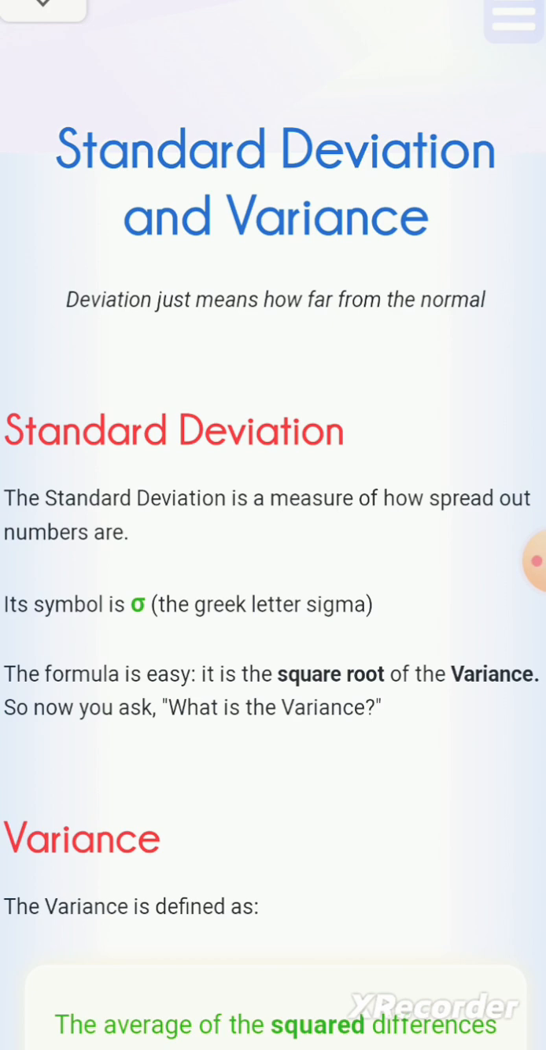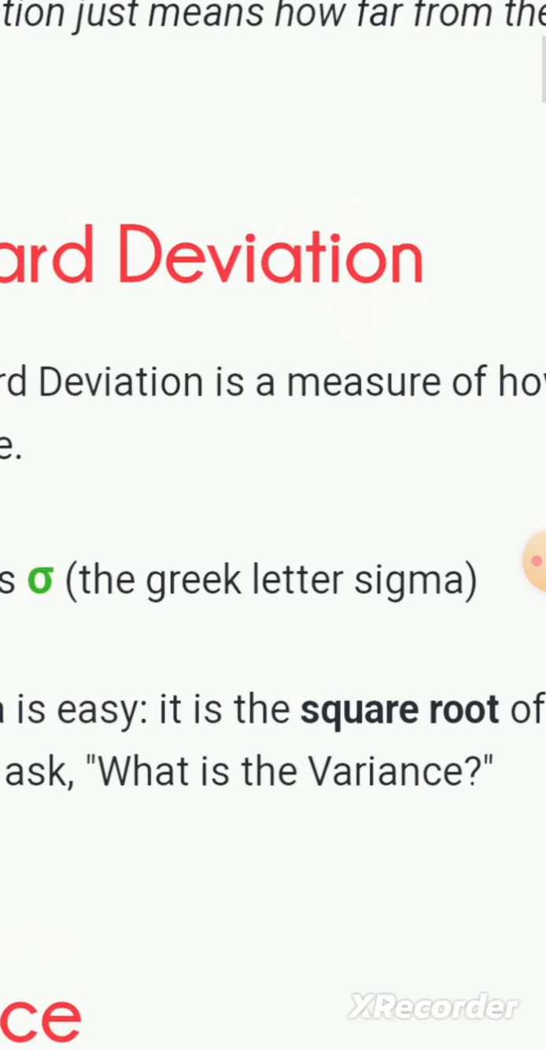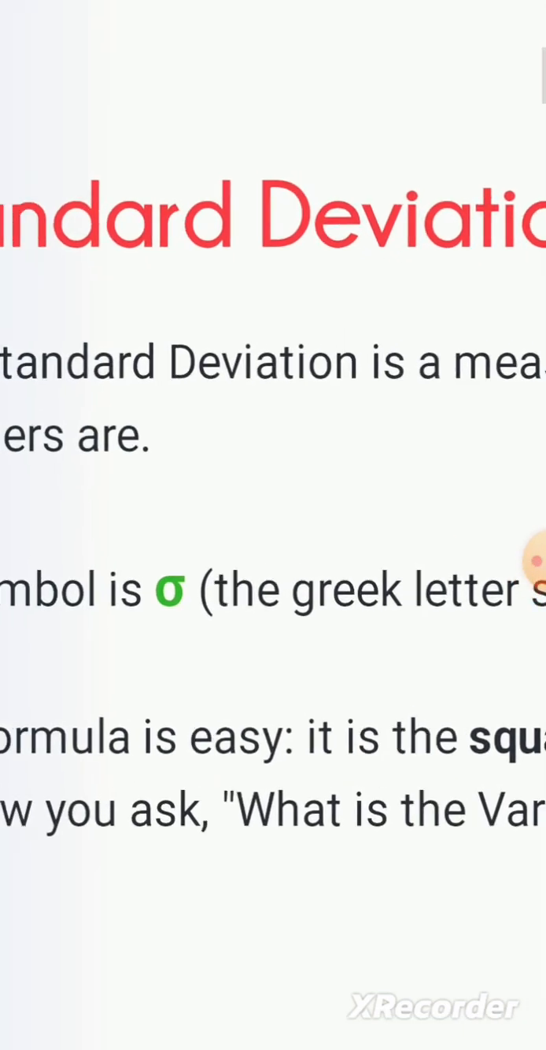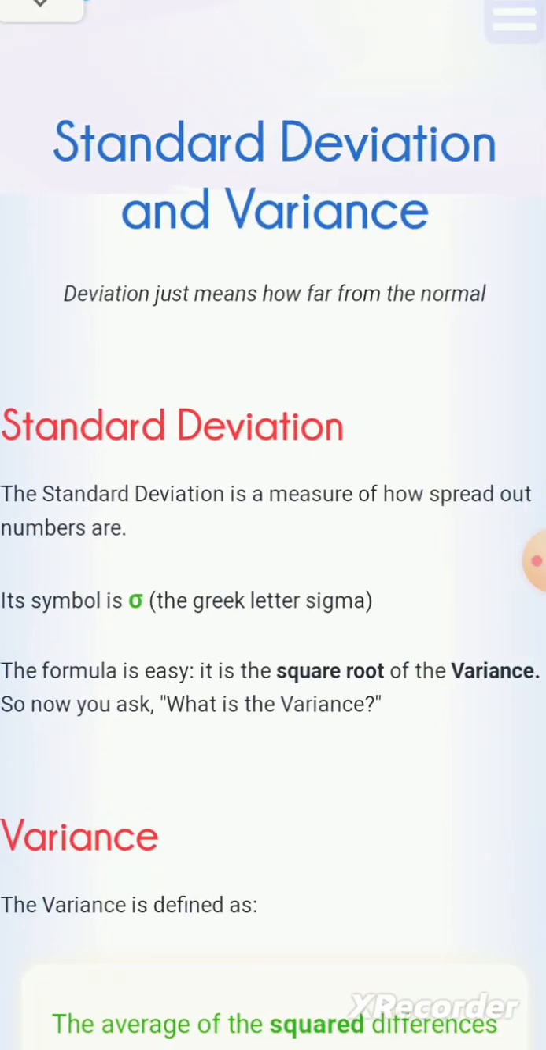It has a symbol. If we're talking about the population standard deviation, then the symbol we use to denote that standard deviation is going to be the Greek letter sigma, and that's that green symbol right there. That's if we're talking about the standard deviation of a population. If we're talking about the standard deviation of a sample from a population, then you're going to just use the letter S to denote standard deviation.